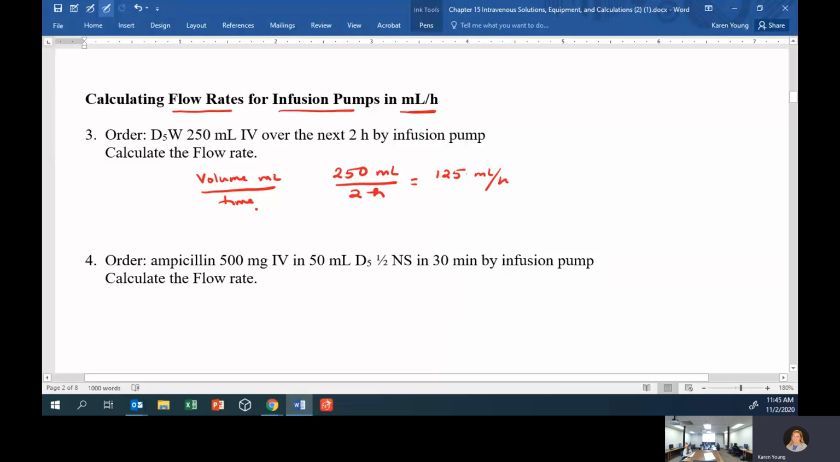Sometimes I call it volume, sometimes I'll just say it's the amount of milliliters. So my amount in milliliters over my time. But it's always my milliliters over my time. And then sometimes I will have to convert it because it won't always be in hours. If it's in minutes, I'll have to convert it from minutes to hours. So I'm going to put convert. Okay.